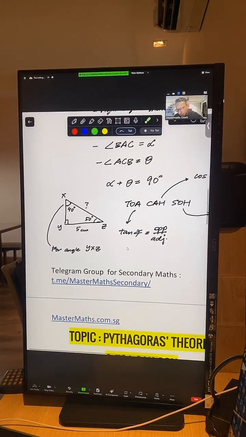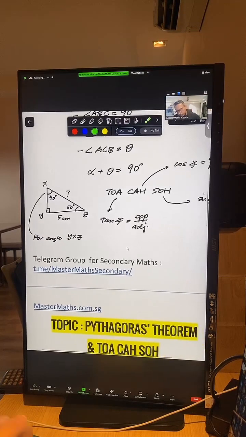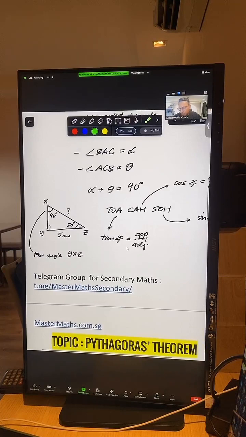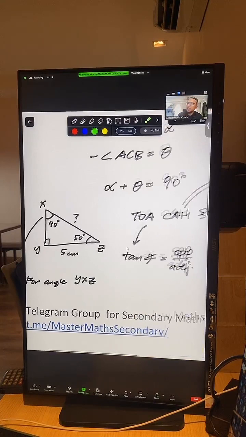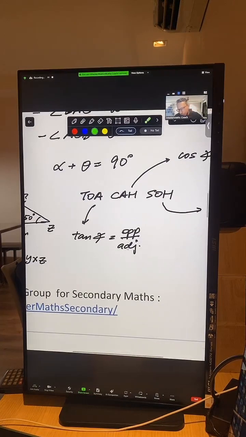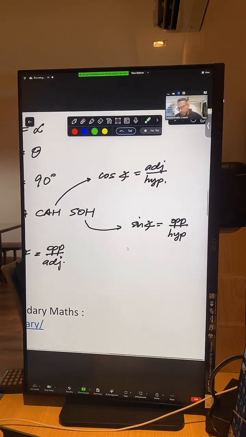So, your opposite and adjacent side, in a nutshell, it's determined by your angle, which angle you're looking at, with respect to which angle. So for example, let's say now I want to find XZ. XZ is my hypotenuse side. So I will not use tangent, because in the trigonometric ratio for tangent, you do not find hypotenuse. So you cannot find hypotenuse using tangent. I will use either cosine or sine.